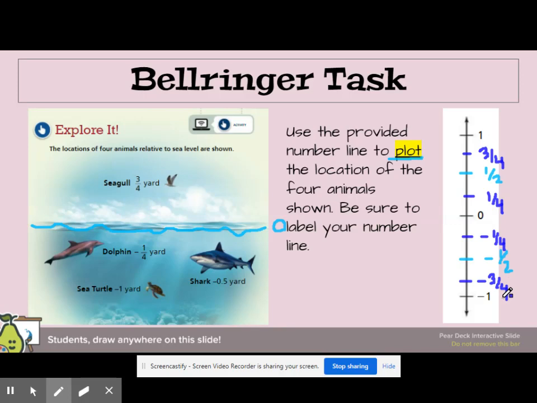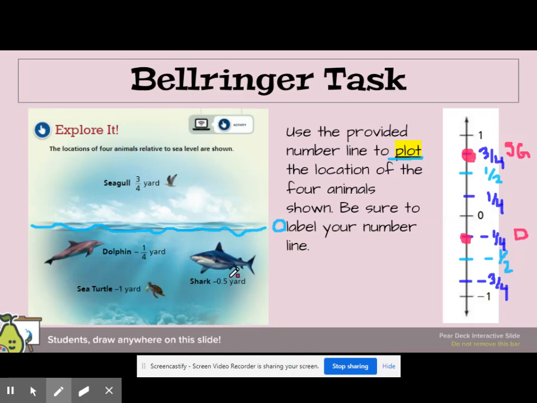So what I did is I divided my number line up into a whole lot more tick marks. That's going to help me plot these locations. So the seagull is 3/4 yard above. So I need to go above 3/4. Here's the seagull, it's above, it's 3/4. I'm going to mark it with an SG for seagull. The dolphin is negative 1/4. So from 0, I need to go down to the 1/4. That's going to be my dolphin.